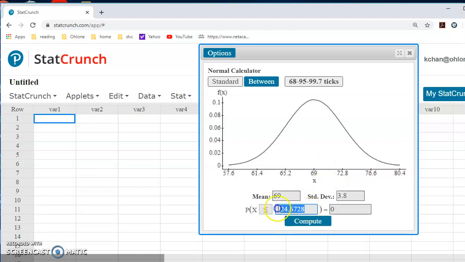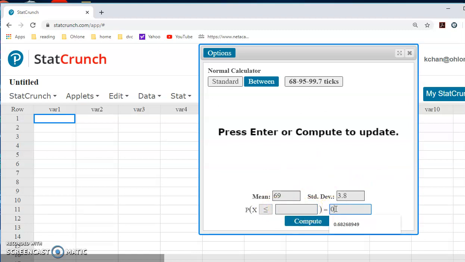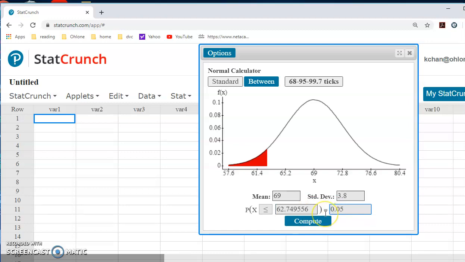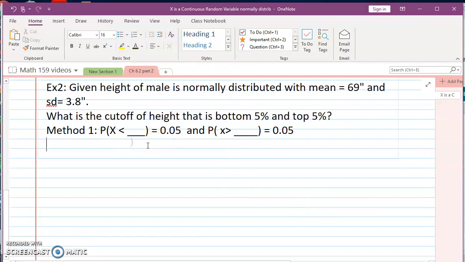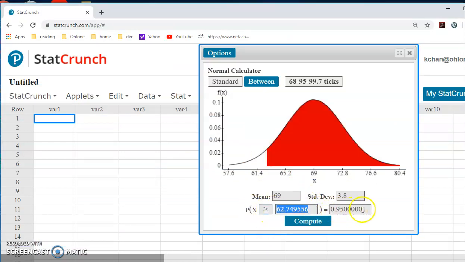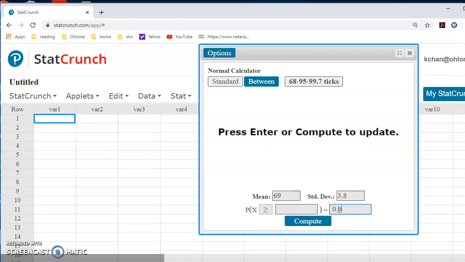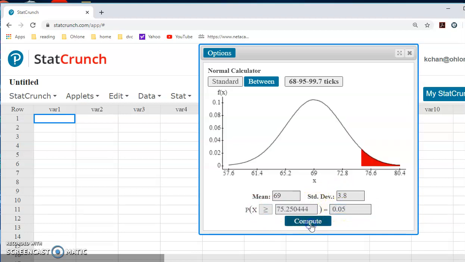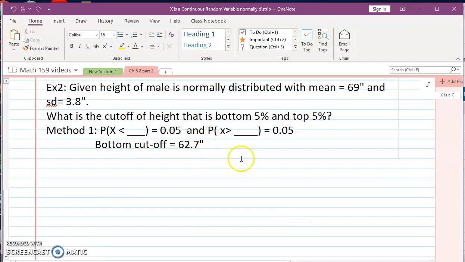So let's do the left percentage. Blank this one. Left is 0.05. We get 62.7. So we say X is the left cutoff or the bottom cutoff, 62.7 inches. What's the top cutoff? So we go back, but switch this to the right side. Blank this out, but this will change to another number, 0.05. Compute, 72.25. Okay, so the top cutoff is 72.25 inches.